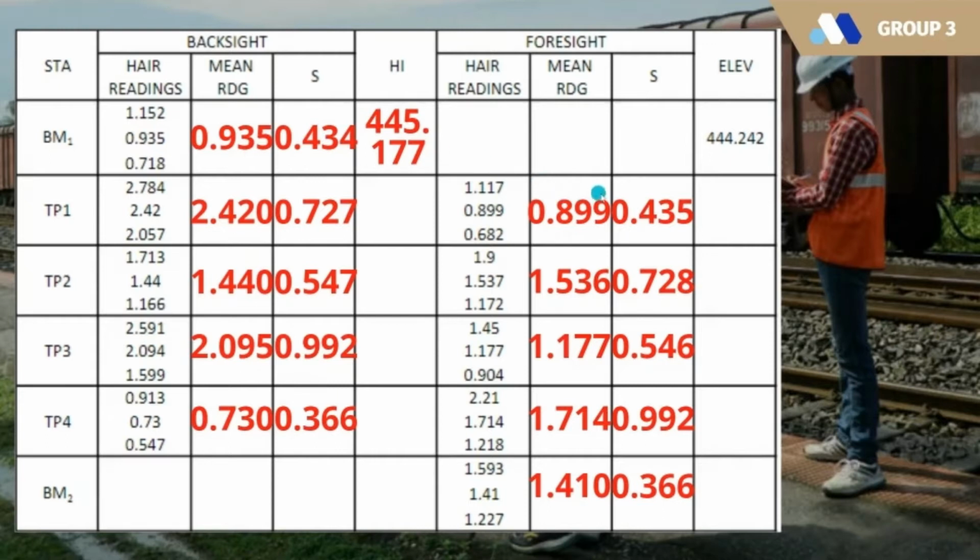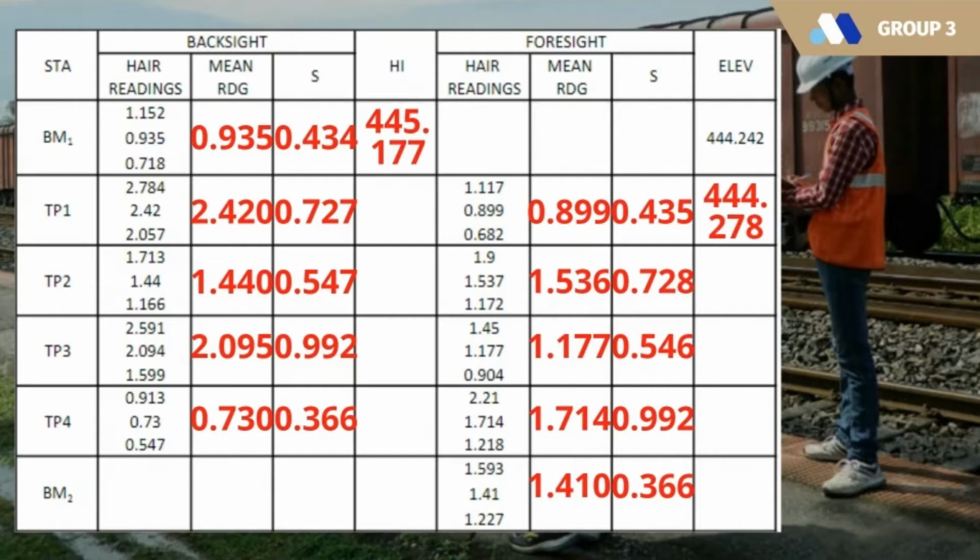But going to the next location, we can see that the elevation and the HI is not given. In that case, we are going to use the formula of elevation by subtracting the mean reading of the next location from the HI. So again, we're going to subtract the mean reading in the far side of the next location from the HI of the previous location. So the elevation for TP1 is 444.278.